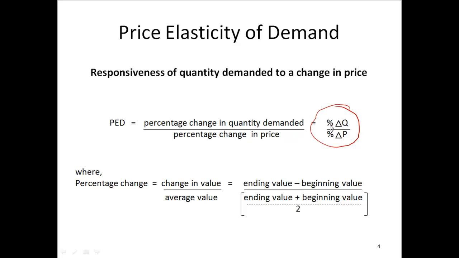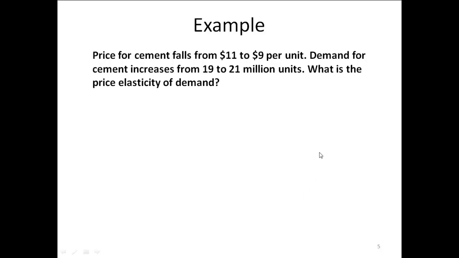It's important to note that you need to know how to calculate the percentage change in quantity. There is a small subtlety here. The percentage change in quantity is the ending value of quantity minus the beginning value divided by the average quantity. Similarly, the percentage change in price is the ending price minus beginning price divided by the average price. To understand this, let's do a simple example. And to keep things simple, we'll continue with the cement industry.